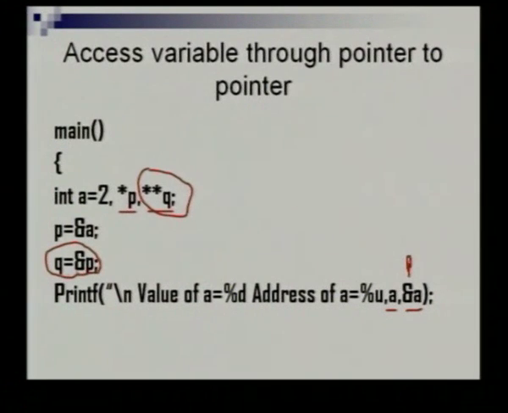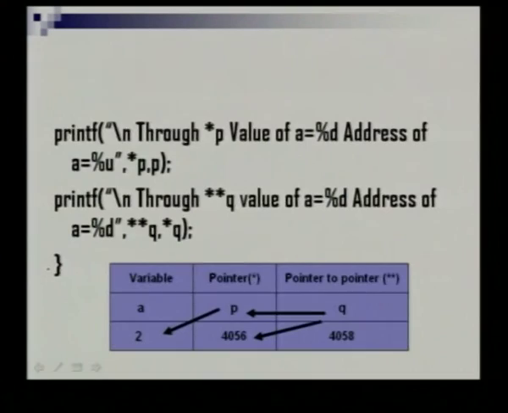Now how is this ampersand p given to q? Now this is a diagrammatic representation. A is the variable which holds the value 2, p is a pointer variable that holds the address of a. So star p means it will give 2. Simply p means it will hold the address of a, which is given over here. So the address of a is 4056, which is stored in p, and star p gives 2.